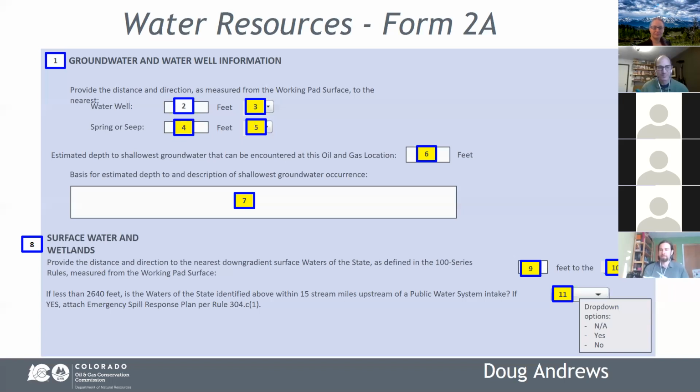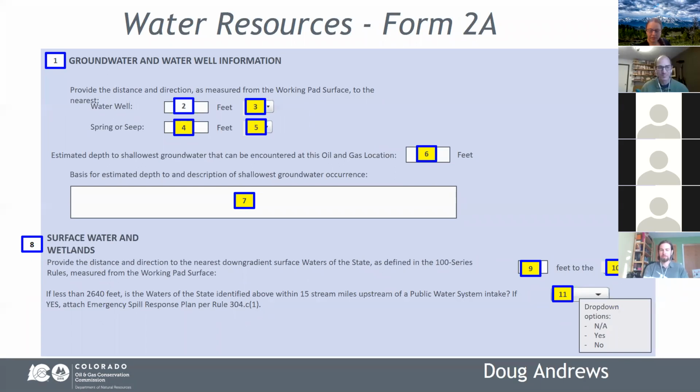Following that, we have a section on surface water and wetlands. And here we have some revised questions that have some very specific terminology in them. Data fields 9 and 10 are the distance and direction to the nearest down gradient waters of the state. That's a little change to that question that's on the water resources tab. We have a definition in our 100 series about waters of the state and what comprises that. Please review that definition to get a better understanding of what we mean by waters of the state when you're giving us that distance and direction.